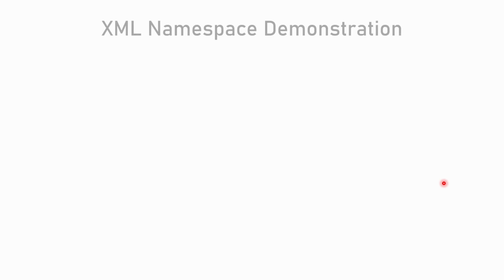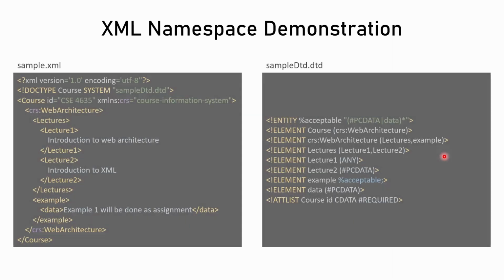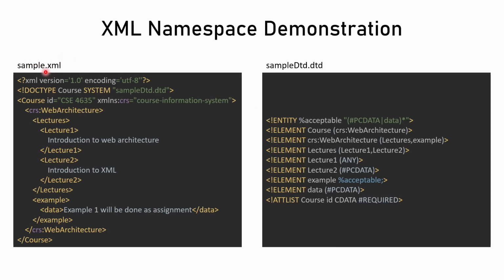In case you're still confused about how namespaces work, don't worry. This demonstration will help you understand everything much more clearly. So we have two files here, a sample XML file and a sample DTD file. We don't need to worry about the DTD file. Let's just look at the XML file for now. So in this XML file, we have the root element as course. Now you can see that inside our course element, we have a special attribute, XMLNS:CRS.